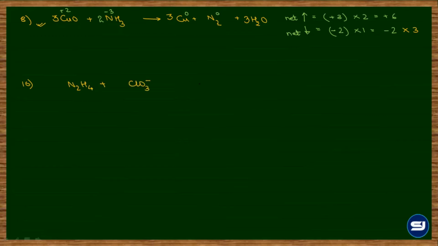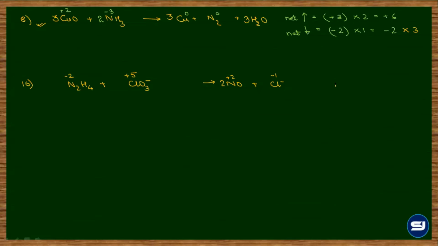N2H4 plus ClO3 negative gives nitric oxide and Cl minus. Okay. So quickly 2x plus 4 equal to 0. So it will be -2, plus 5, plus 2 and -1. Okay, balance all the atoms barring oxygen, hydrogen. So nitrogen and chlorine is the atom undergoing the change, and for nitrogen I'll be multiplying 2.